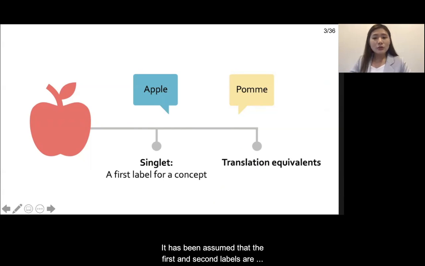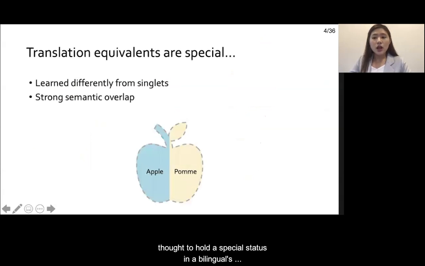It has been assumed that the first label and the second label are learned differently because translation equivalents are thought to hold a special status in bilinguals' developing lexicon. Especially the strong semantic overlap, it's assumed to cast an effect on vocabulary acquisition.